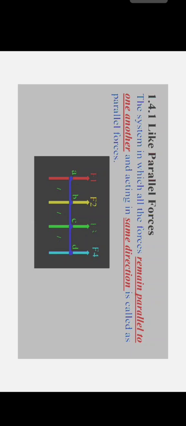As you can see, there are four points A, B, C, D in a straight line. There are four forces acting, but in the same direction. The distances between them are L, L1, L2 and L3.